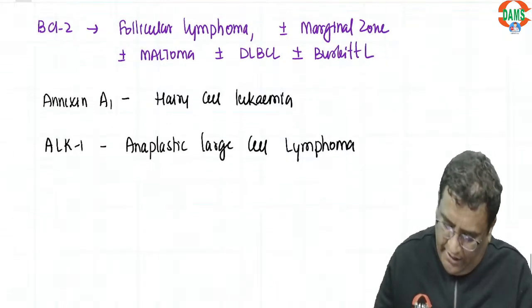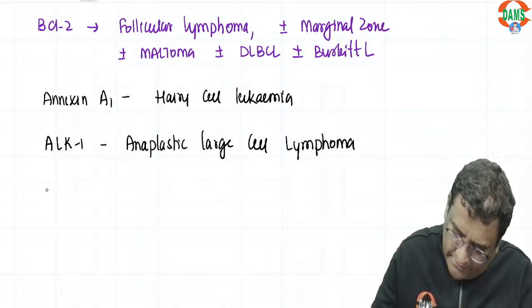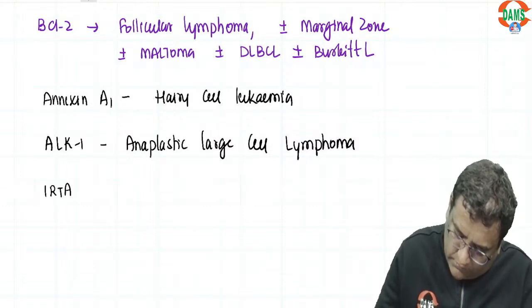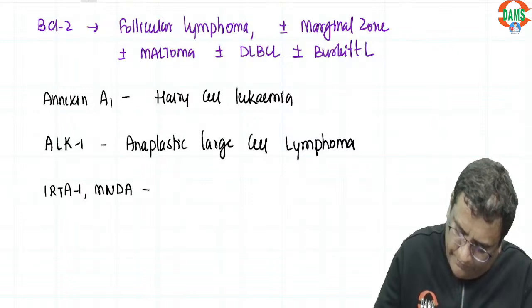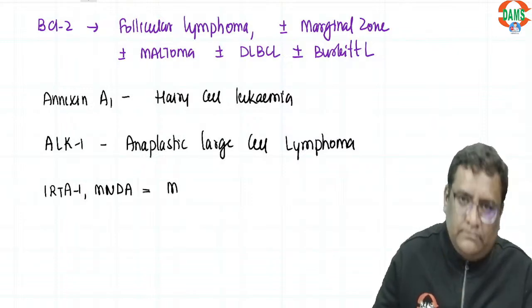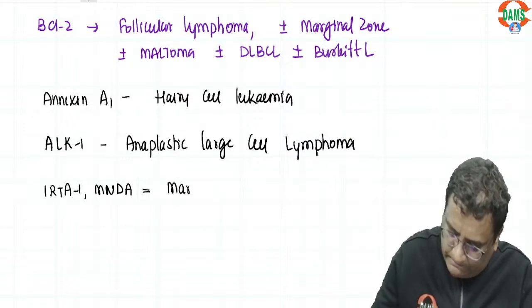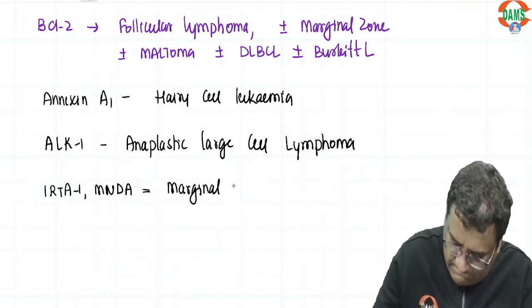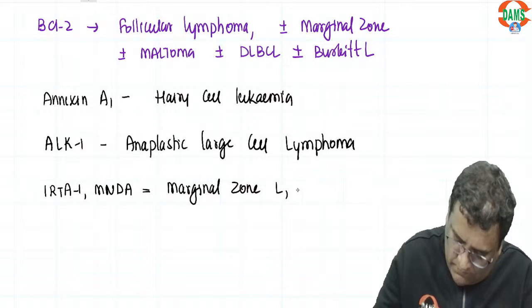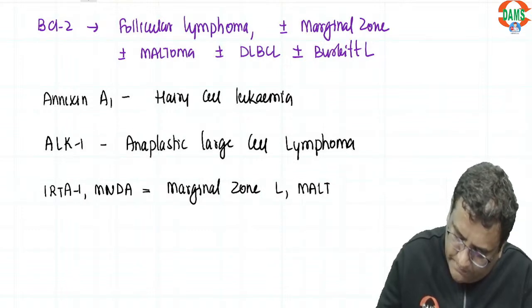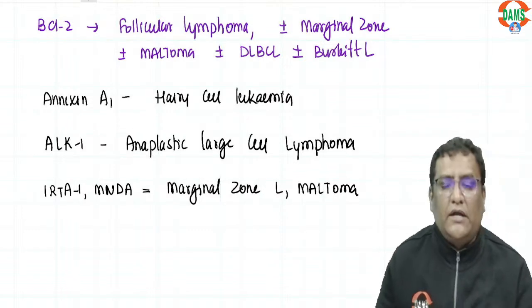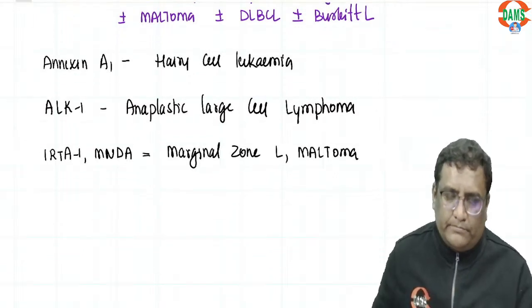Next, IRTA1 and MNDA. They are for marginal zone lymphomas and myeloma.